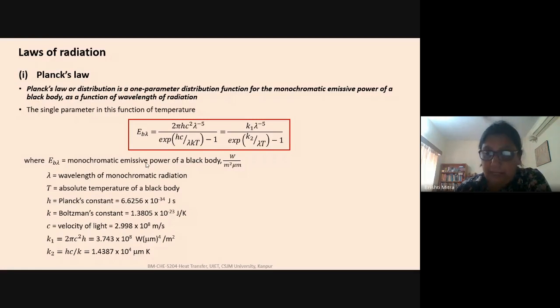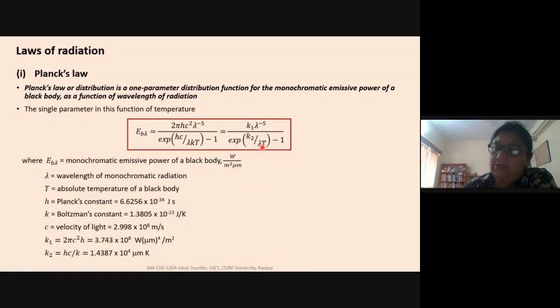Just hold on, let me get my pointer around. Okay, so this is the emissive power of a black body, and it gives us a function or the distribution of this emissive power. It's a one parameter distribution. And what is the parameter that it depends on? The parameter that it depends on is the temperature.